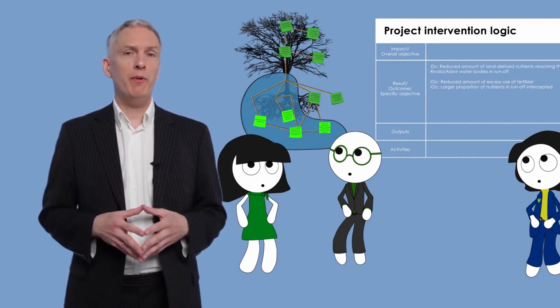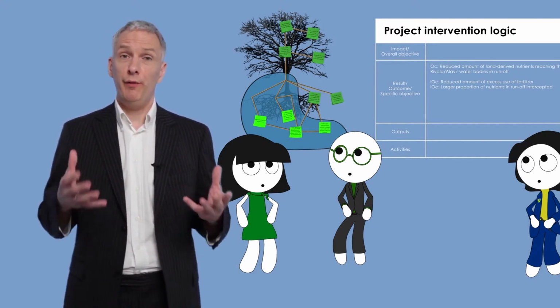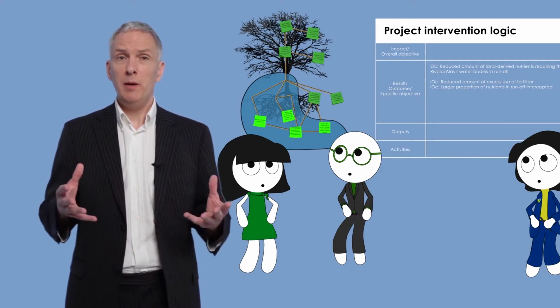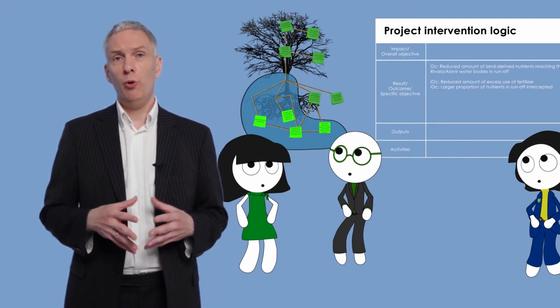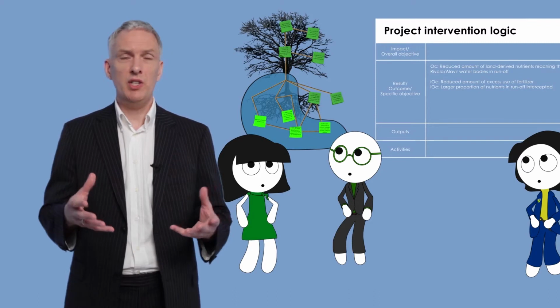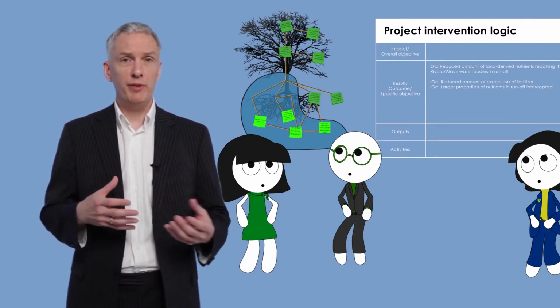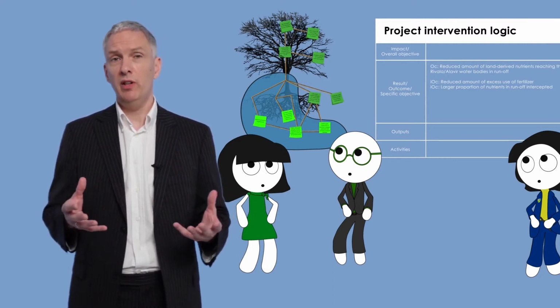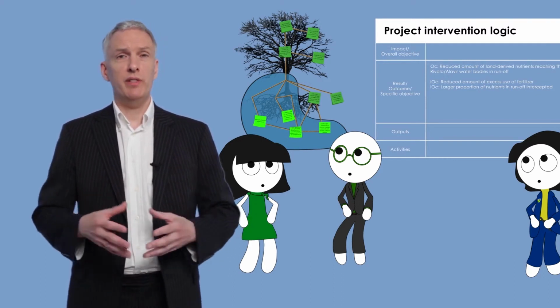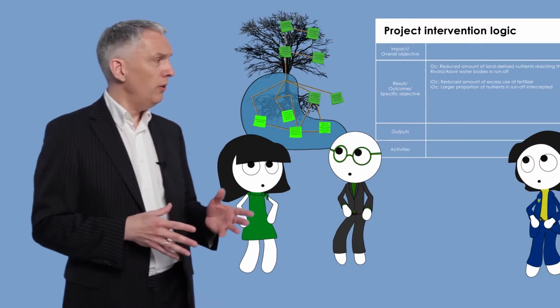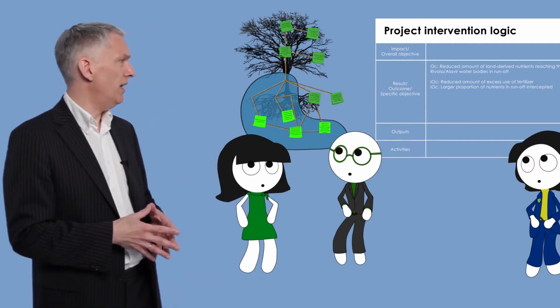The main thing to remember is that results are effects with a clear benefit to your target groups, or effects in terms of changes in behavior of your target groups. Outputs are services or goods or infrastructure produced or delivered by your activities. Look again at what you wanted to put in the output row.